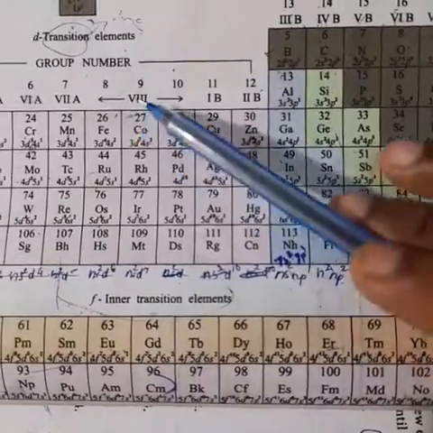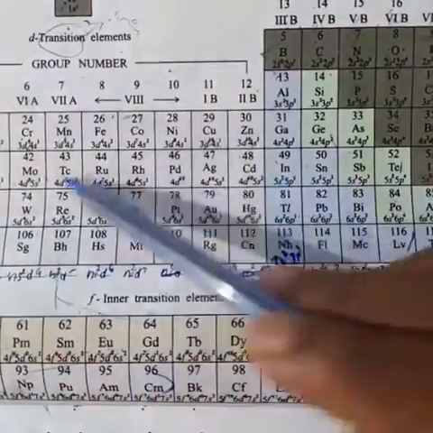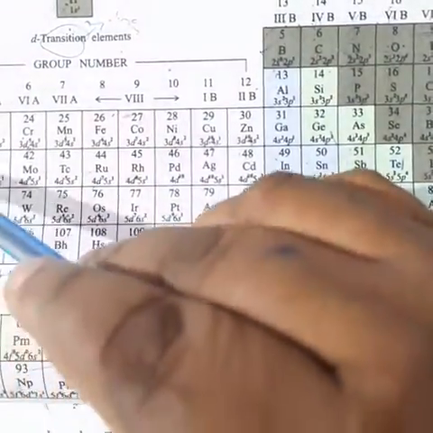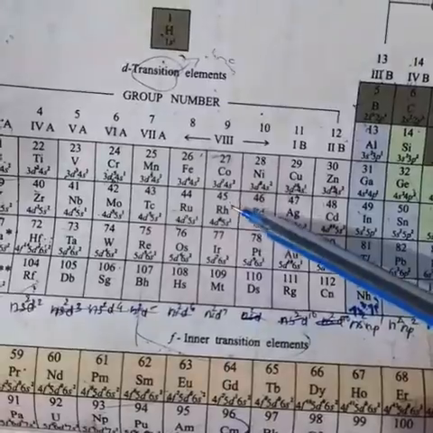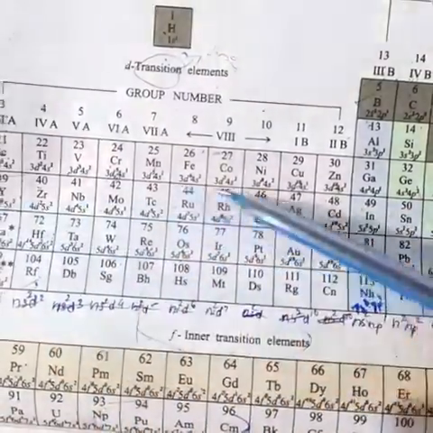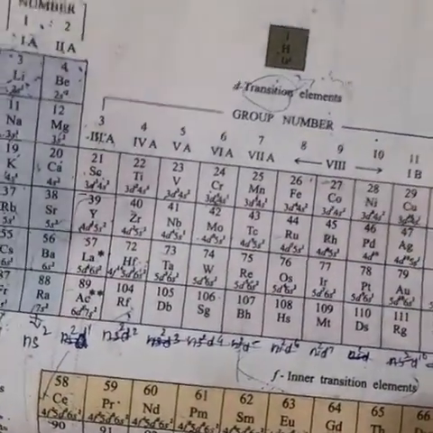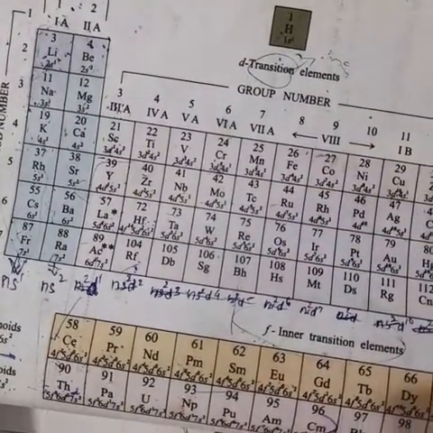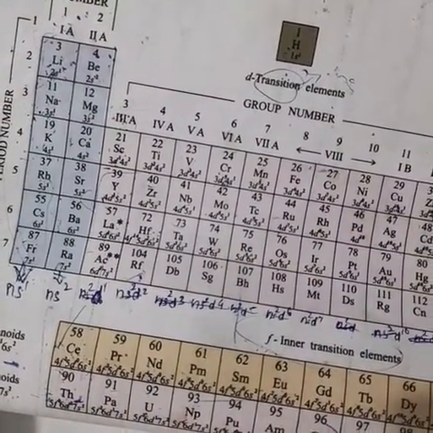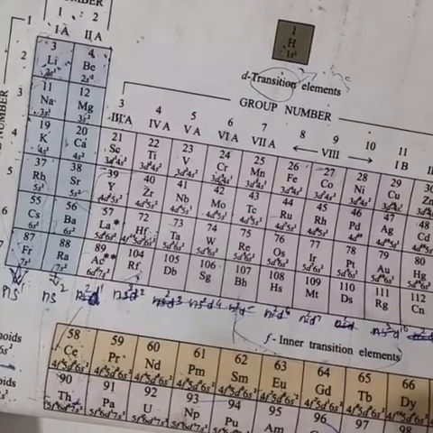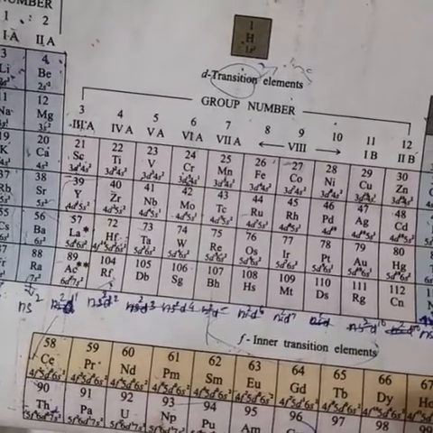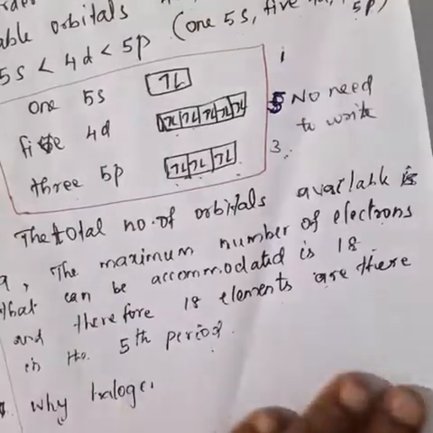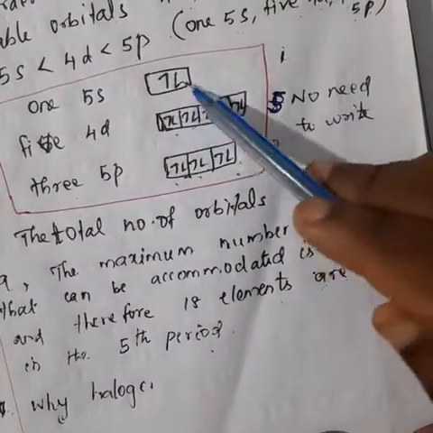Transition elements have the d orbital. Understood? So for the fifth period elements, the outermost electronic configuration involves the s orbital, d orbital and p orbital. Okay, totally how many electrons can be accommodated in the fifth period? Totally 18 electrons can be accommodated, so 18 elements are present in the fifth period.